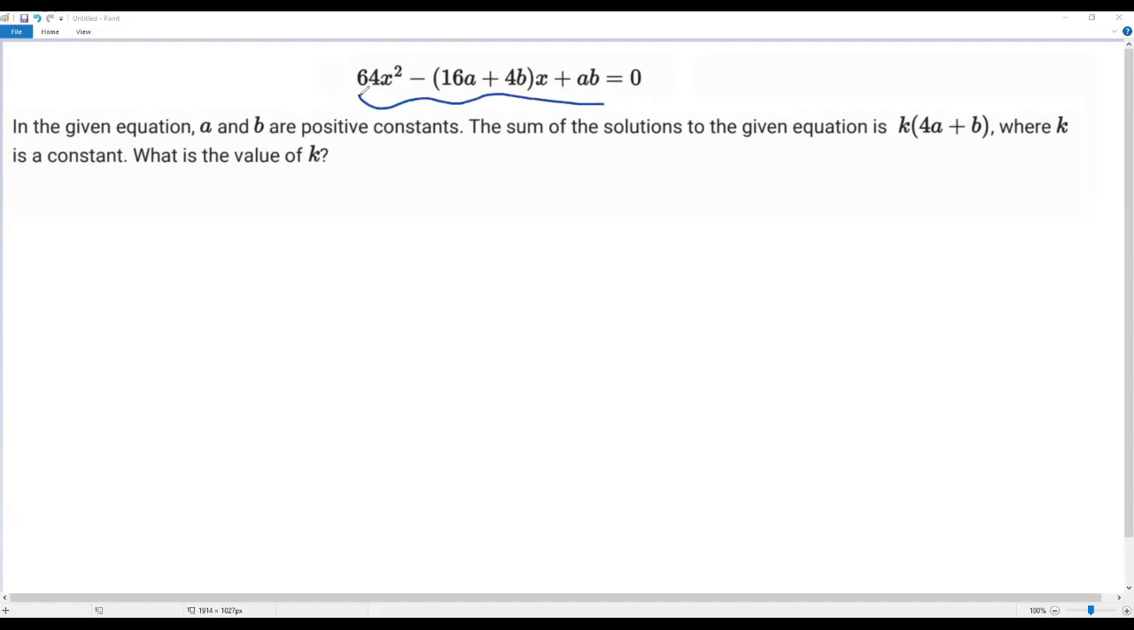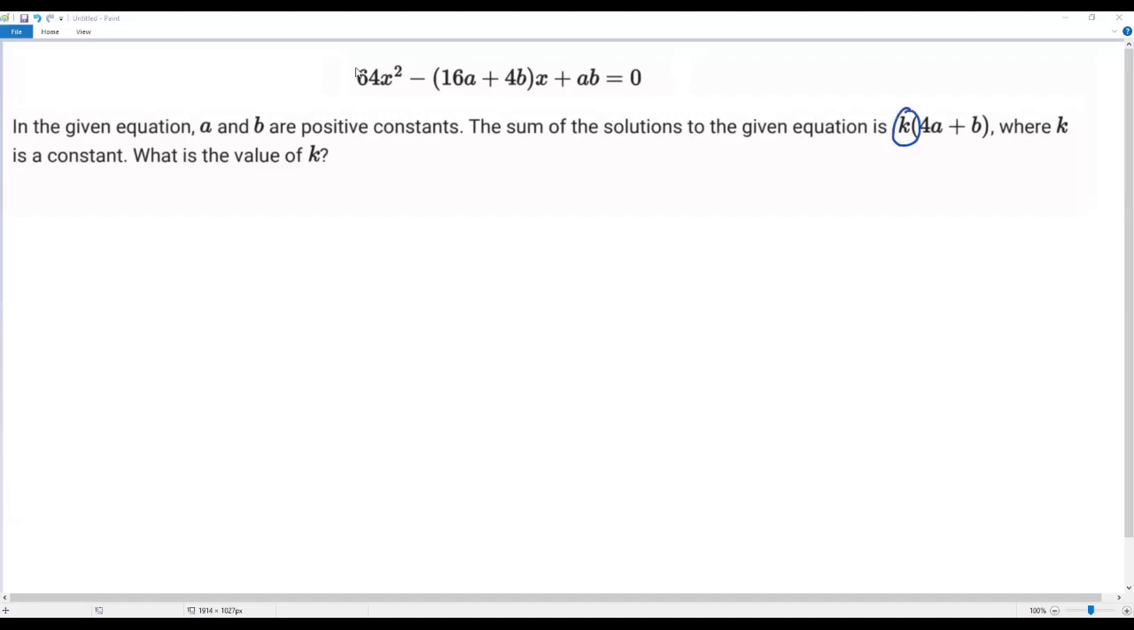Okay, for this given quadratic equation, we have the sum of the solutions. Usually, when we solve a quadratic equation, we will be getting two solutions. That is, we will be getting two values for the variable that we have in the quadratic equation. So here we have x. The sum of those two solutions is given, that is k times (4a + b). Here k is a constant and we have to find the value of this constant k.